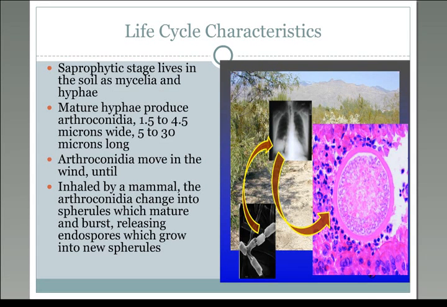So you breathe them in, and arthroconidia change into spherules, which mature and burst into thousands of endospores, which grow into new spherules, and that cycle continues until your body finally overcomes it, or not. So that's kind of the life cycle of the disease.